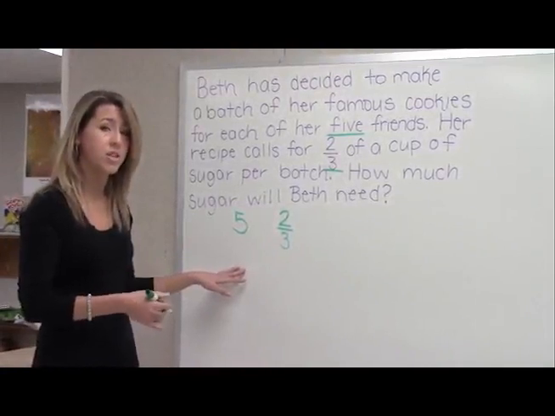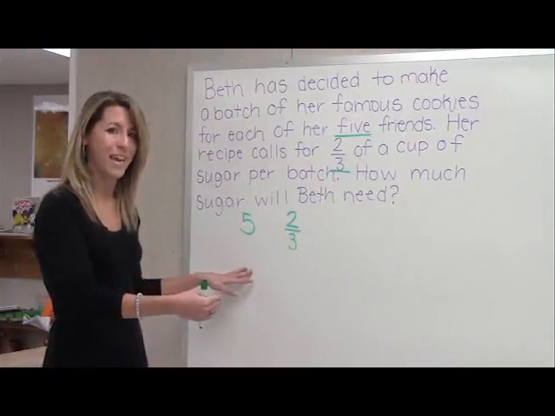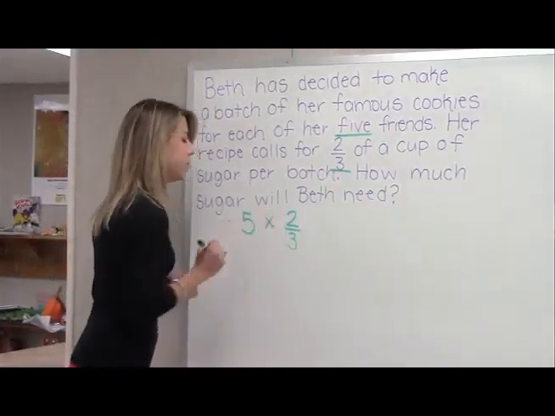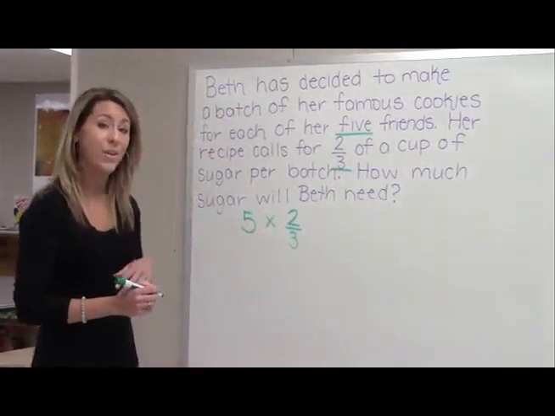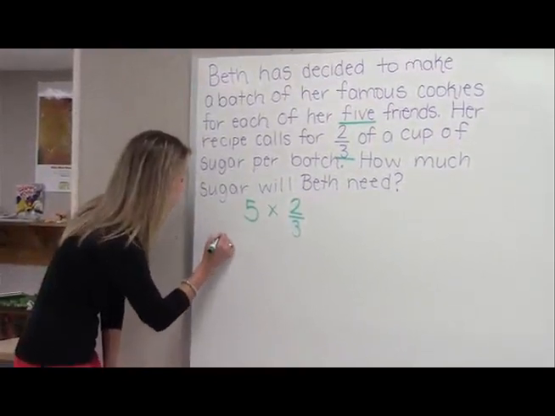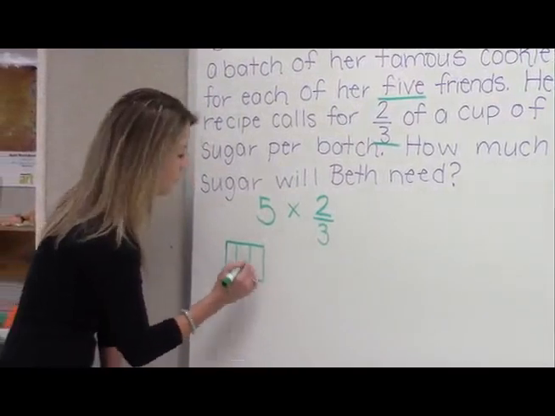In class, we teach our students that when we're combining groups, equal groups of something, we're multiplying. So I'm going to multiply here. My next step is going to be to construct an area model. I'm going to draw 5 groups of 2/3.